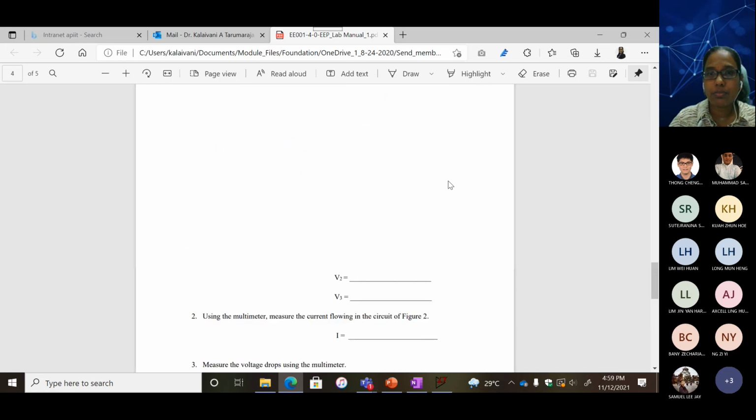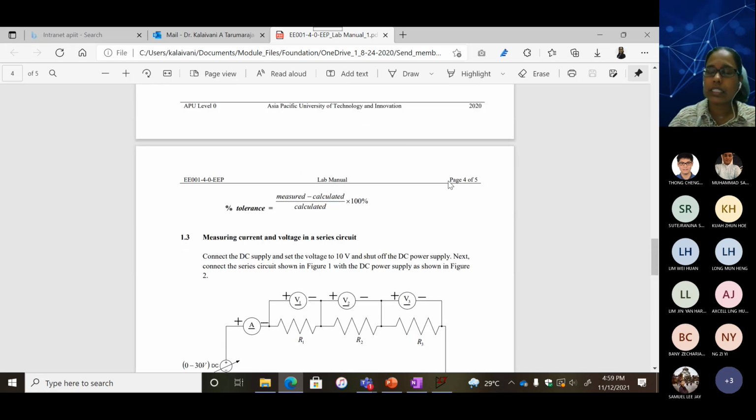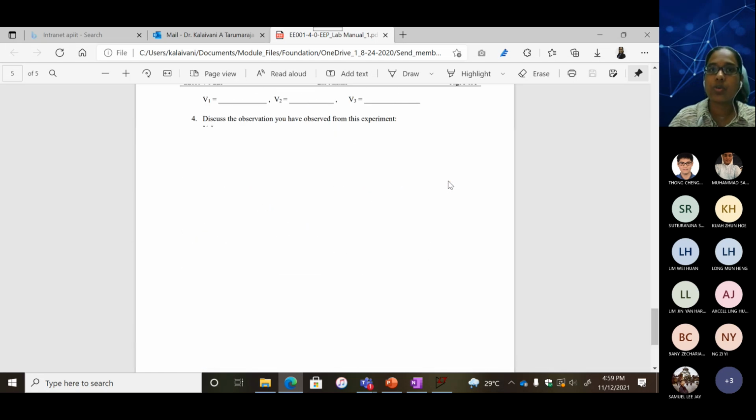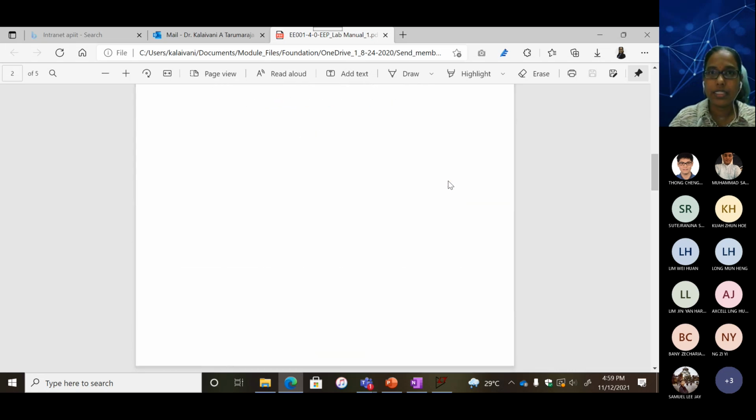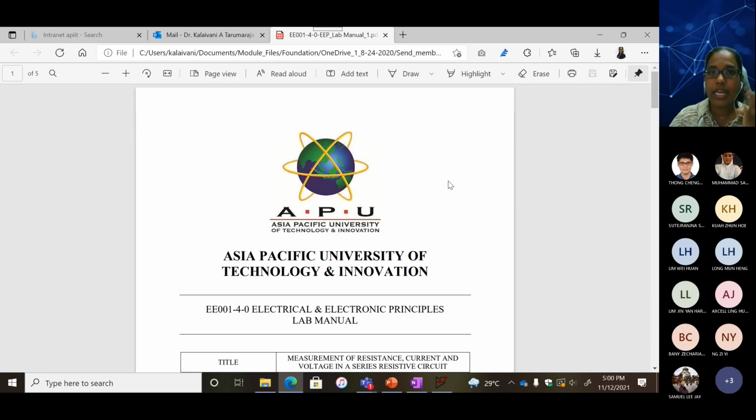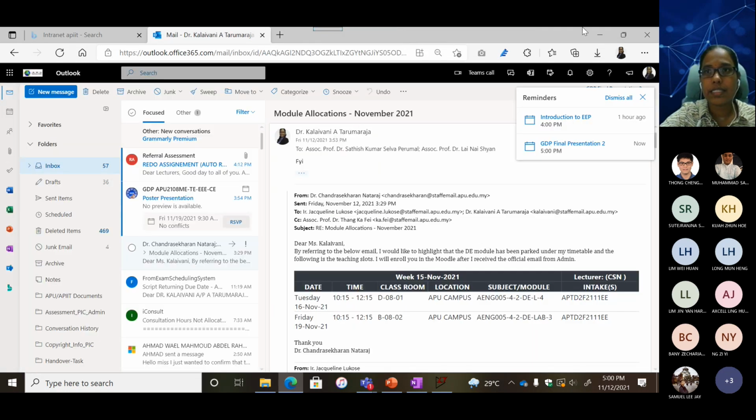This is more on series and parallel calculations, based on your series circuit and parallel circuit. So this is your lab manual. We have 4 labs. Some of the parts I will speed up, to speed up our lab. So this is just an example.